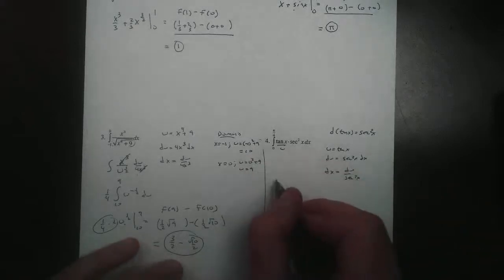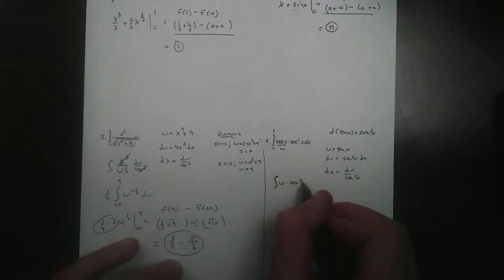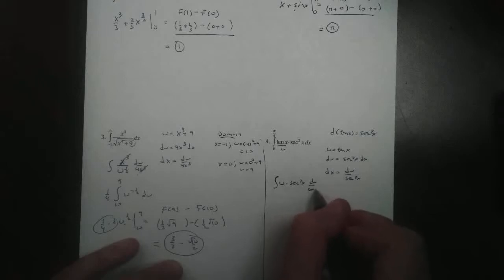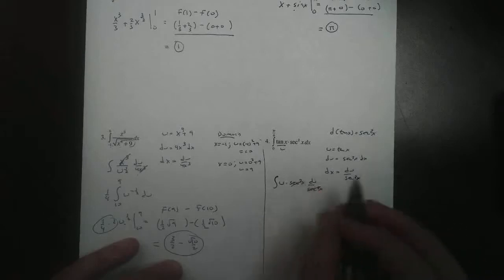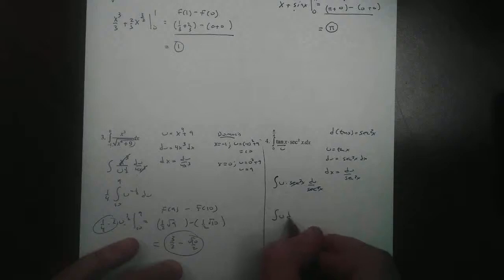So when I rewrite this, again, I'm not going to worry about the domains. I get u times the secant squared of x, du over the secant squared of x. And those cancel. And what am I left with? u du.